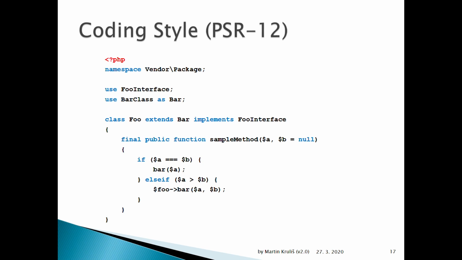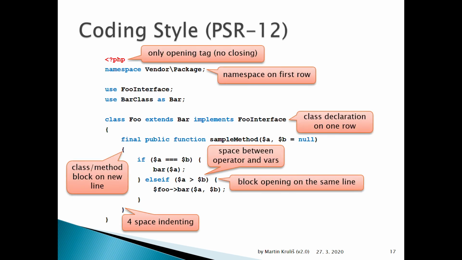A few more things are missing, so now let's move to the coding style specifications. Actually, there are three PSRs related to coding style. PSR 1 provides, let's say, the basic overview of coding style. Then there was PSR 2, which was recently replaced with PSR 12, that defines how the code should be formatted in PHP. You may know that there are many rules.